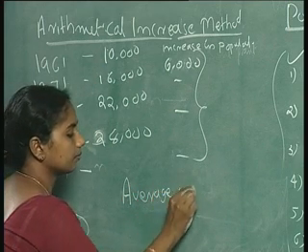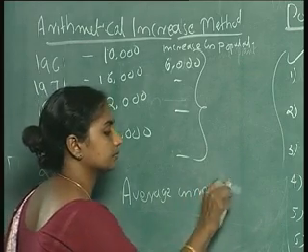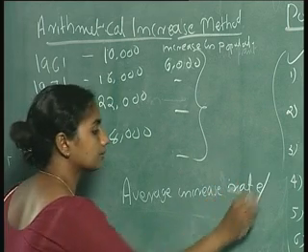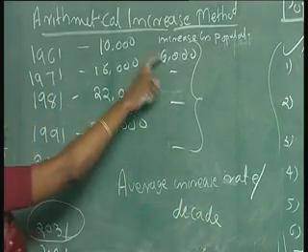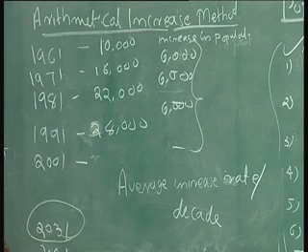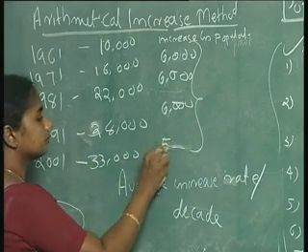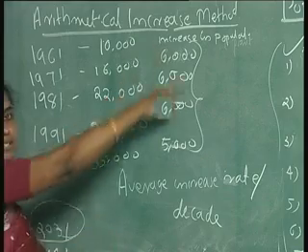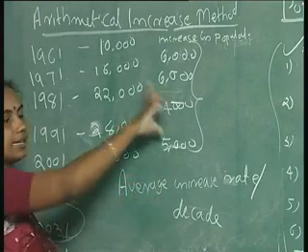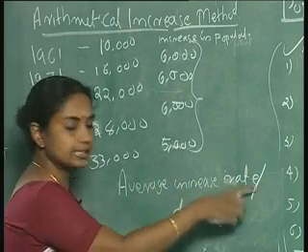average increase rate. We can find out the average increase rate per decade, because for example here you have 6,000, here again 6,000, and here again 6,000, and say here you have 33,000, so the increase is 5,000. If you sum it up, 6,000 plus 6,000 plus 6,000 plus 5,000 is the total increase in these 4 decades, then you can find the average increase rate per decade.